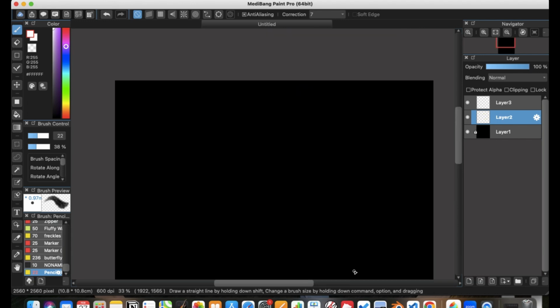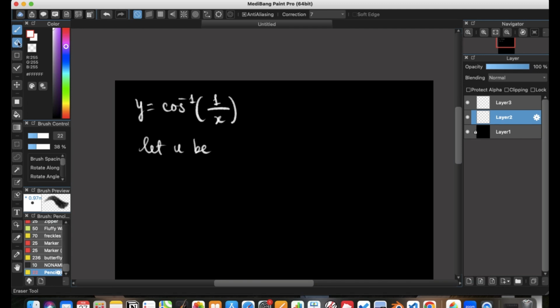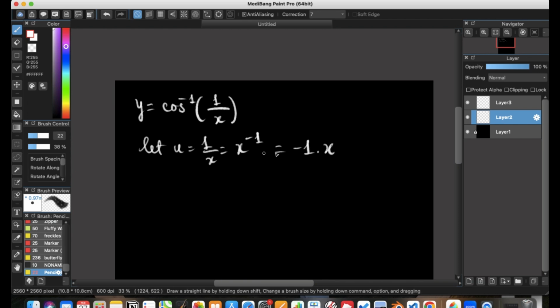Let's take a look at another example. Okay, so we have y equal to inverse cosine 1 over x. And now we're going to let u be 1 over x, and we can rewrite it as x to the power of minus 1, and the derivative is, take minus 1 down here, it's minus 1 x to the power of minus 2. So we obtain something like this.